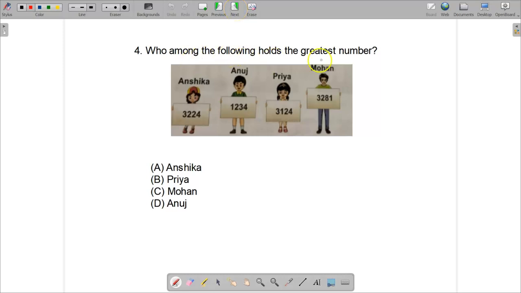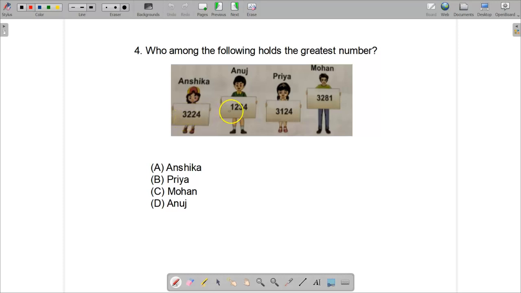Who among the following holds the greatest number? So check which person is holding the greatest number. So always whenever they are asking the greatest number, first check that each and every number has the same number of digits. For example, here also 4 digits, here also 4 digits, here also 4 digits. Then it is easy for us to compare. So compare the greatest number.